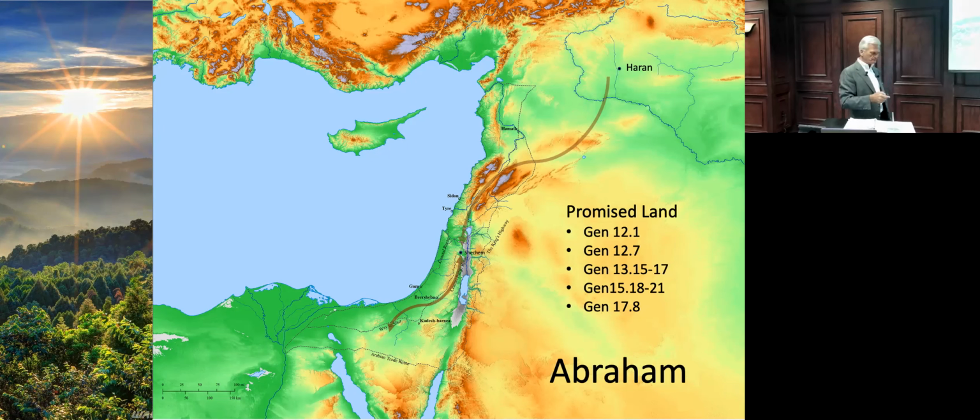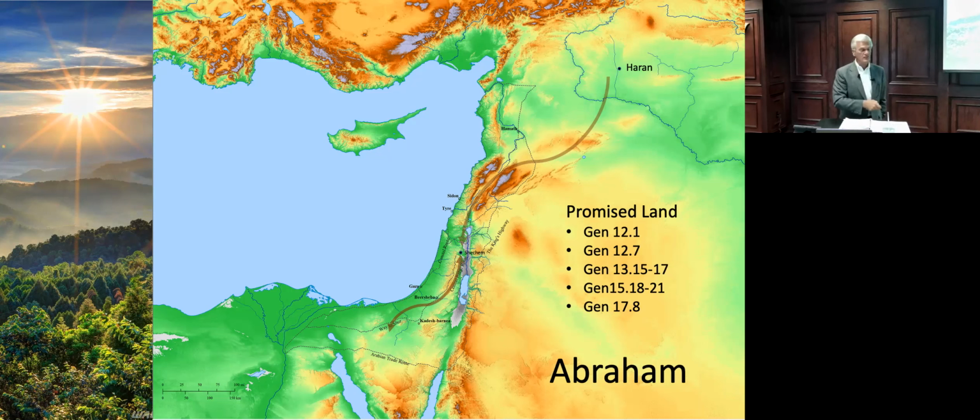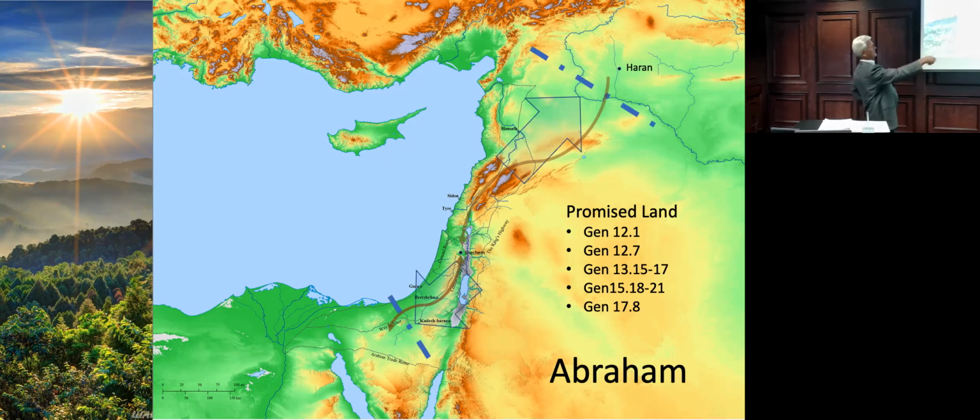And he says, I'm going to give this land to you, in general terms, from the Wadi of Egypt, or the river, the brook of Egypt, to the Euphrates. Okay, well, where are those? Well, that's why we've got this zoom out.